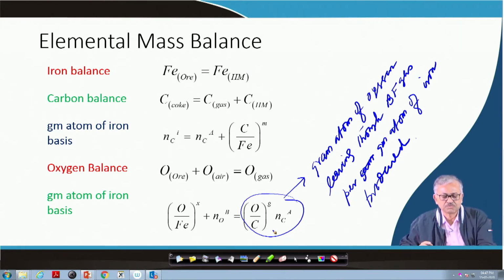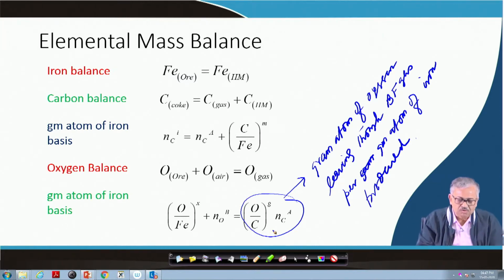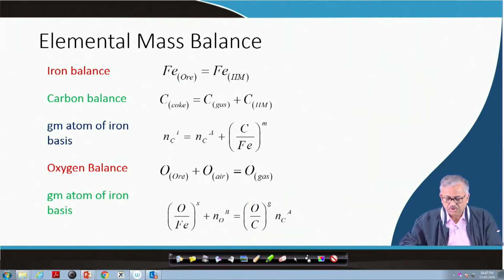This is the gram atom of oxygen that is coming in through the air blast. This is the gram atom of oxygen that is coming in through the iron ore, and this is the gram atom of oxygen that is leaving in the blast furnace gas, all per gram atom of iron produced, right.